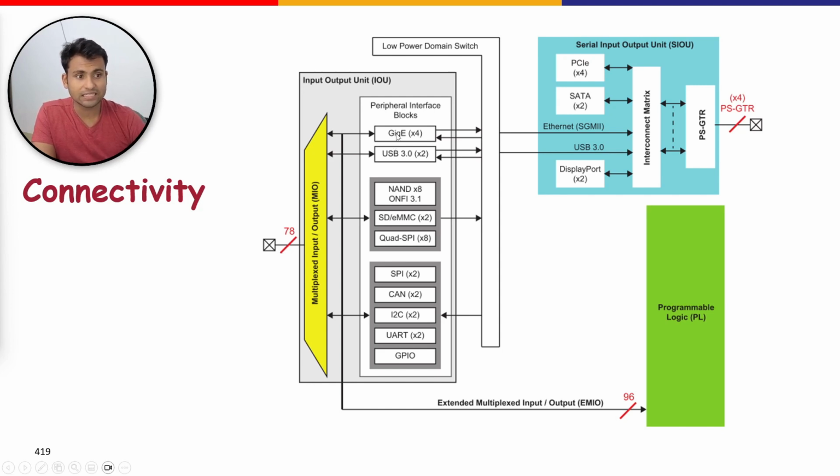As we can see here, there are different peripheral interfaces like Ethernet, USB, NAND, SD, eMMC, Quad SPI, CAN, I2C, UART, and GPIO. These peripheral interfaces can be multiplexed using the 78 pins available here. The MIO also shares the bank with the USB 3.0 and Ethernet peripheral interface blocks with the SIOU. Not all of these peripherals can be enabled at once because there are just 78 pins. So depending on which subset you want to use, you can map those 78 pins to enable that peripheral interface.